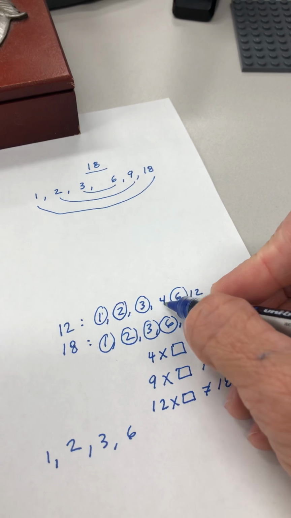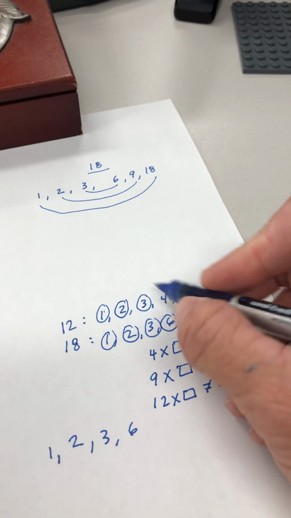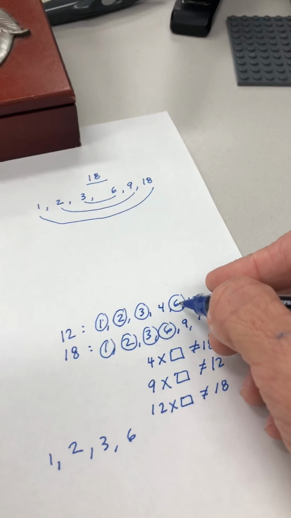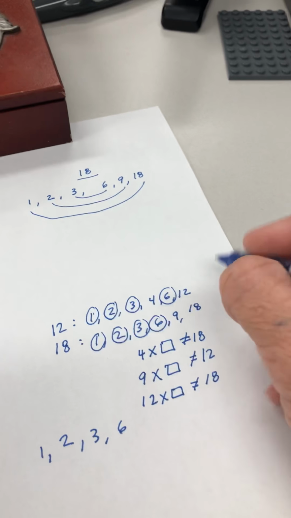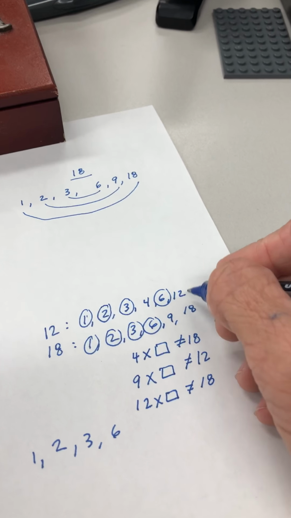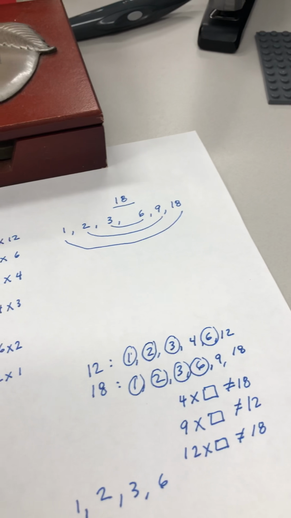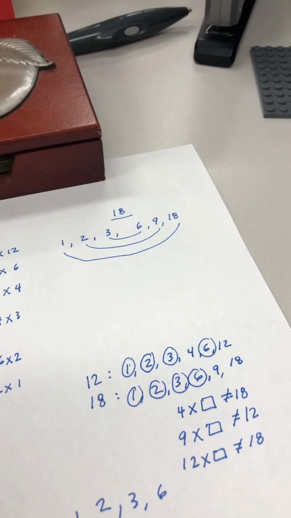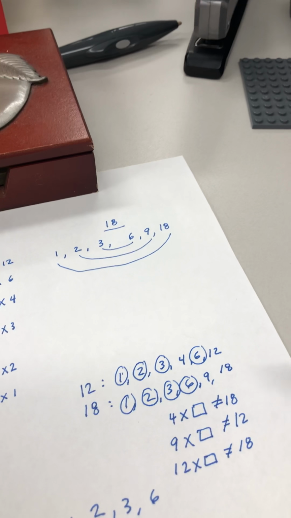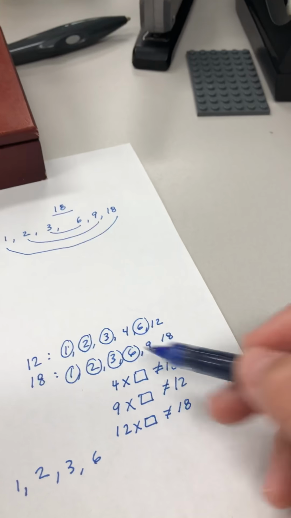If I skip count my 4s, 4, 8, 12. If I skip count my 6s, 6, 12. And obviously skip counting 12, so you're already starting on 12. Okay, so we want to understand that a number is a multiple of its factors as well.